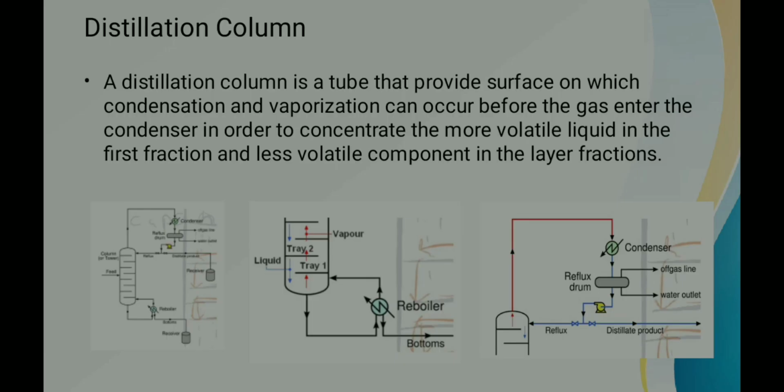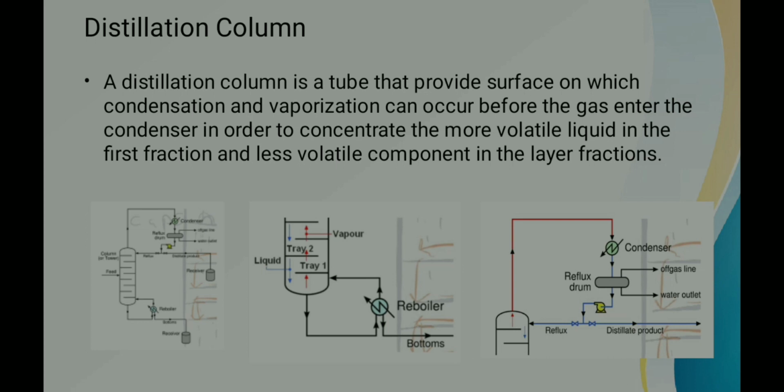Before going to the packed distillation column, I need to explain what a distillation column is. A distillation column is a tube that provides a surface on which condensation and evaporation occur before the gas enters the condenser, in order to contact the more volatile liquid in a first fractionation and the less volatile component in a later fractionation. Now, this point tells about a liquid when it enters the distillation column, before condensation and evaporation can occur and before it goes to the condenser.